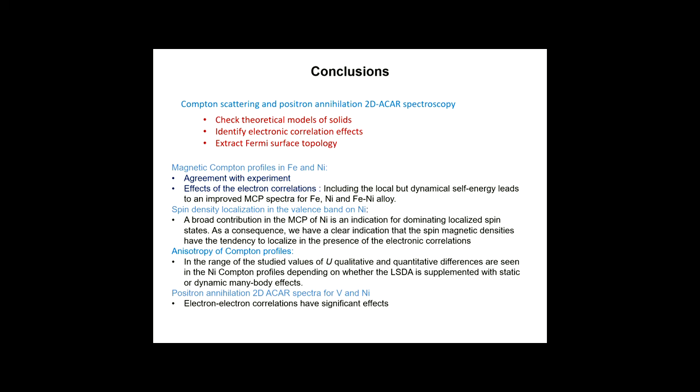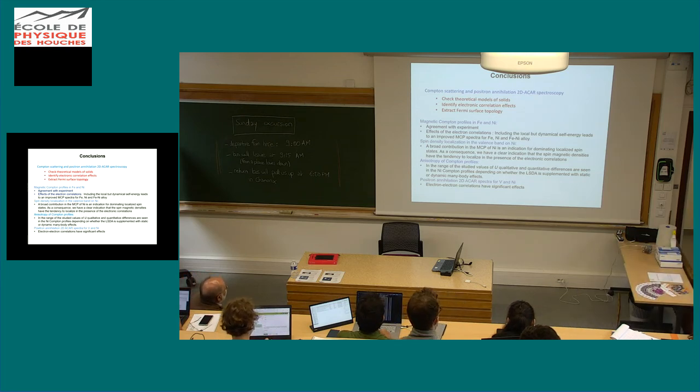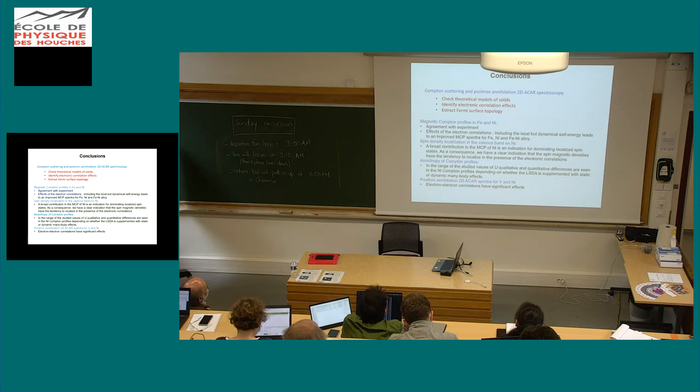Okay, so I will stop at this point, and I will try to sketch some general conclusions. First, I would say that Compton scattering and positron annihilation spectroscopy, as they map the ground states of the sample, are used to check theoretical models of solids. They are used to identify the electron correlation effects and to extract the Fermi surface topology. And in particular, the conclusions we had for the work on magnetic Compton in iron and nickel, spin density localization, anisotropy of the Compton profiles, and the positron annihilation spectra, I stressed at each point.